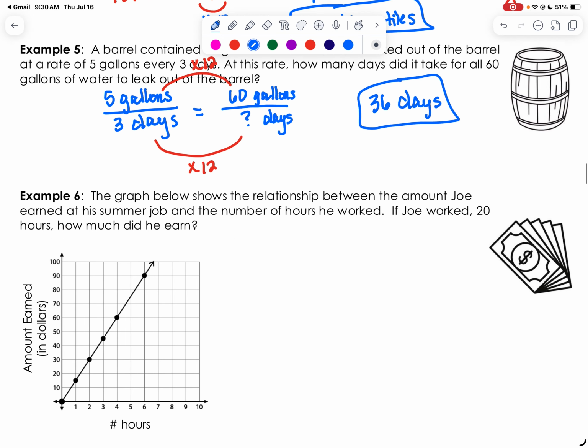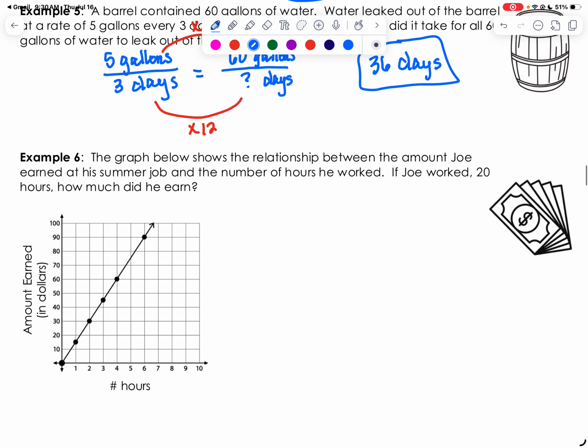All right. Example 6. The graph below shows the relationship between the amount Joe earned at his summer job and the number of hours he worked. If Joe worked 20 hours, how much did he earn? So this is an example of a problem where they didn't come right out and tell you the ratio, but they've given you all the information you need to find the ratio. So what I want to do is look at my graph and find what I call friendly points. Points like this, this, and this.